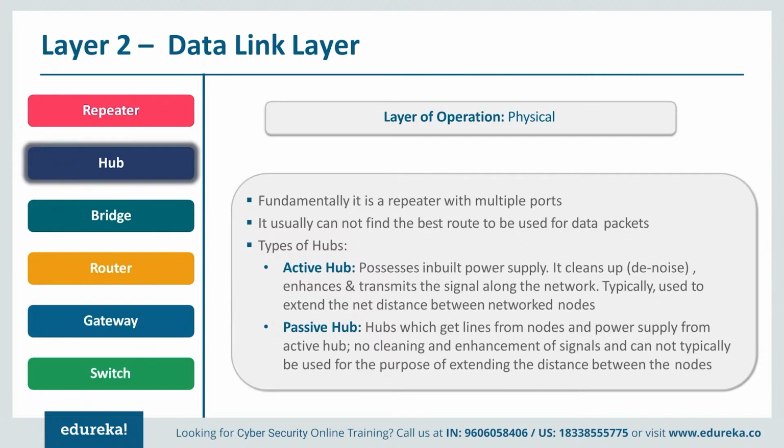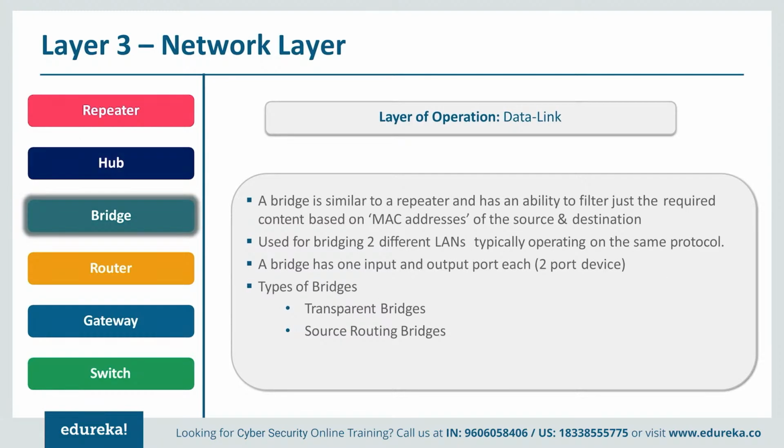The active hub is typically used to clean up the network disturbance or network noise and also to enhance the signal strength across the network. So the passive hub is simply a pass-on device. It just transmits the signal whatever it gets. It will not make any modification or error fixing or denoising, etc. Bridge is similar to the repeater and has the ability to filter content based on the MAC address.